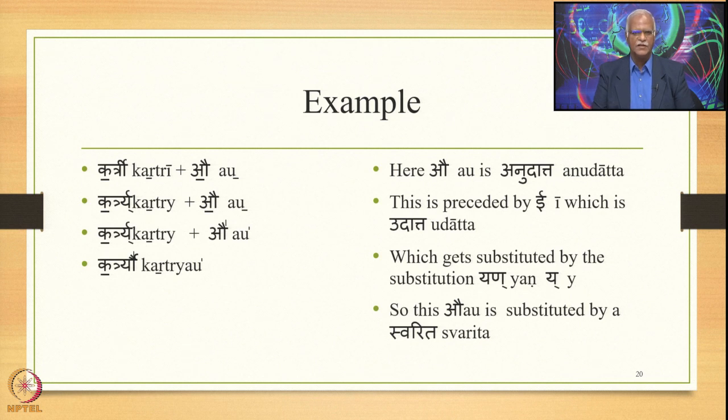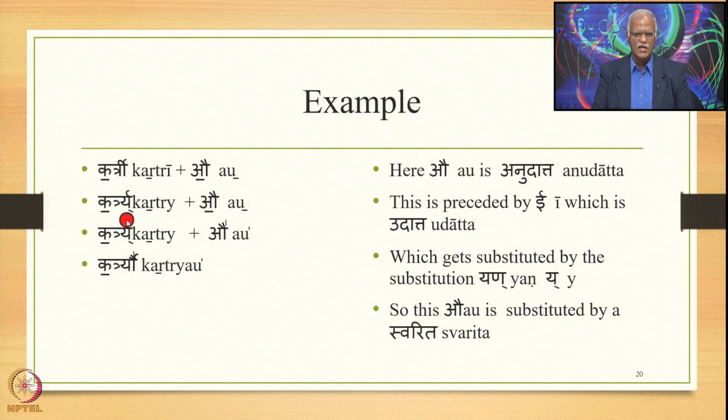Now in this example, kartri plus au, where you have the final vowel being udatta followed by au, and kartriyau is derived, this is an explanation. Here au is anudatta, shown by a horizontal bar. This is preceded by ri, which is udatta, and if you look at the history of this ri, you will also find that initially this ri was anudatta, but it got converted into an udatta by the application of 61174, because when this ri appears in the environment of the following ru vowel, which is udatta, it was substituted by yan, which is a ri. Therefore, this ri gets converted into an udatta vowel.